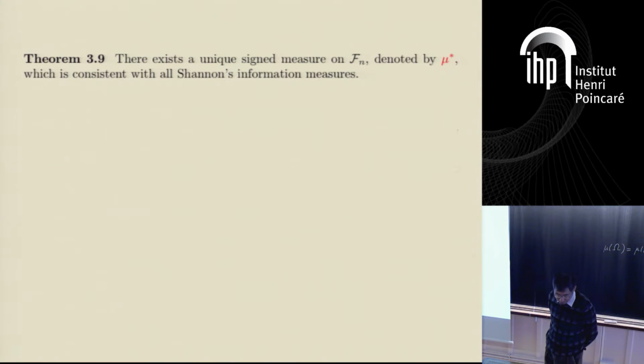So this theorem says that there exists a unique signed measure defined on a field, denoted by mu star, which is consistent with all Shannon's information measures. That's the mu star that you construct by taking the linear transformation of the values of mu on all the unions. It turns out that this is consistent with all Shannon's information measures via the substitution of symbols that I talked about. And this signed measure is unique.